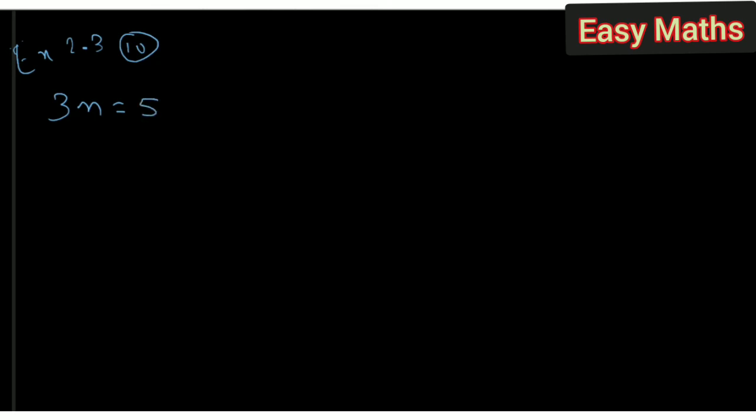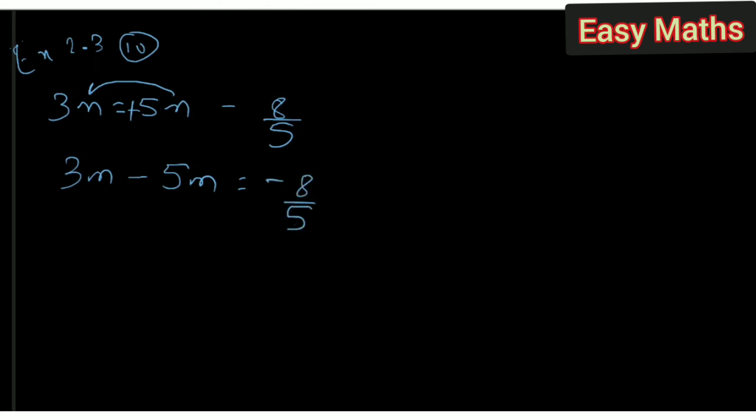3m is equal to 5m minus 8 by 5. So what I am going to do is take m to one side. So this 3m remains as it is, 5m goes to the left hand side and its sign changes, it has plus sign. So it became minus, and this sign will not change, it is going to remain as it is. We are not taking 8 by 5 to different side of the equal to sign. It was on the right, it is still on the right side. So now this has minus 2m on the LHS and minus 8 by 5.